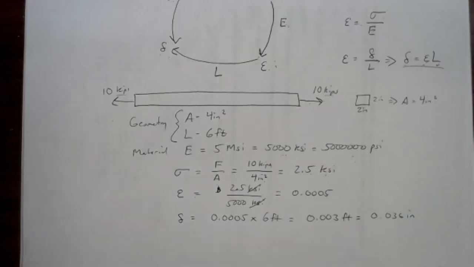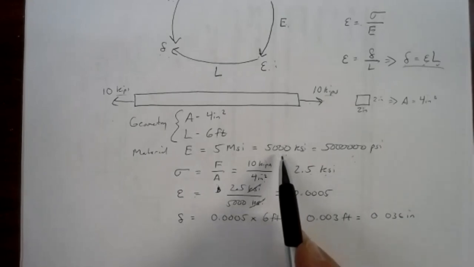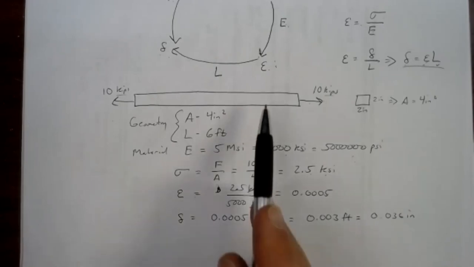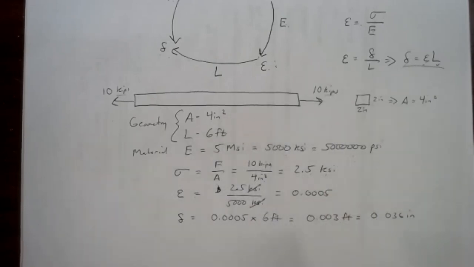So with this beam made out of whatever material has 5,000 KSI of Young's modulus, a 6-foot long beam, when I load that up with 10,000 pounds, it'll grow by a 32nd of an inch. That's not too bad. So that's a pretty reasonable material to be working with.